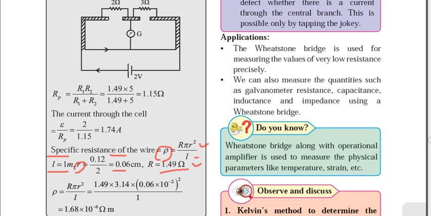So rho is equal to R pi r square divided by L, and we have to put the values. R is given, that is resistance of wire is 1.49 ohm, pi is 3.14, in bracket r is 0.06 into 10 raised to minus 2, raised to 2, divided by L, the length of wire, which is 1 meter. So the specific resistance of the wire is 1.68 into 10 raised to minus 6 ohm meter. Ohm meter is the unit of this specific resistance of the wire.